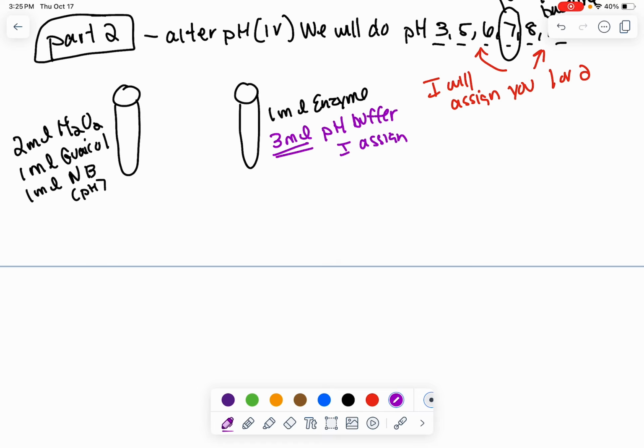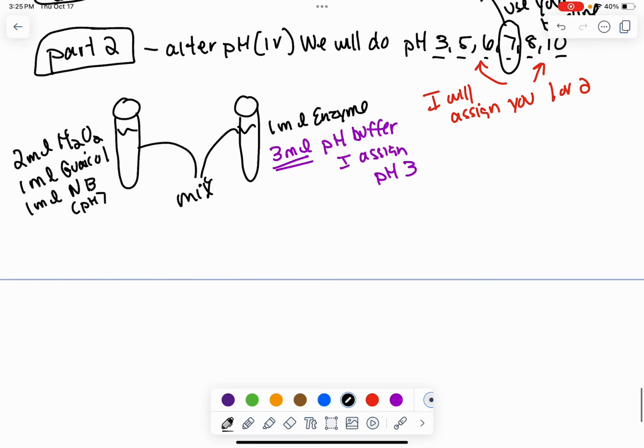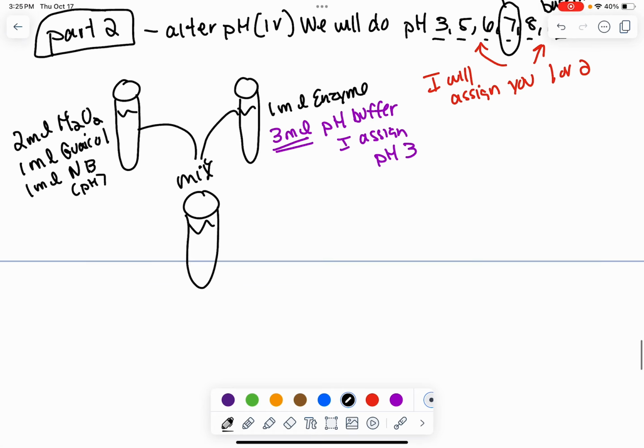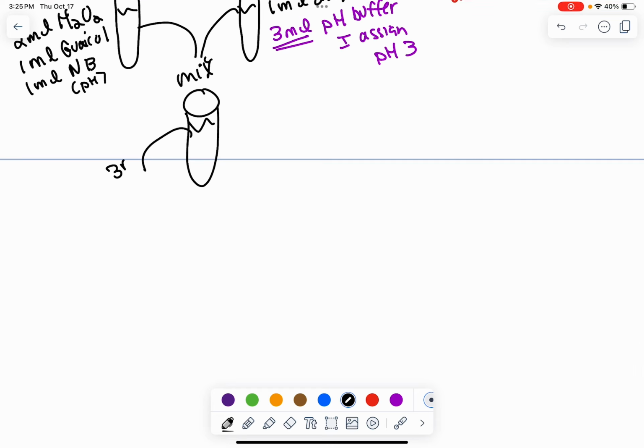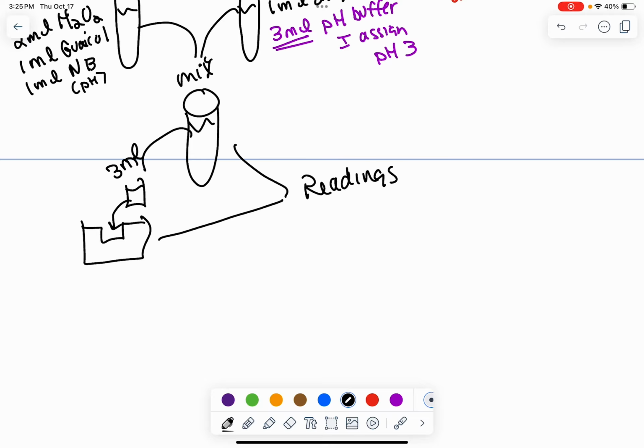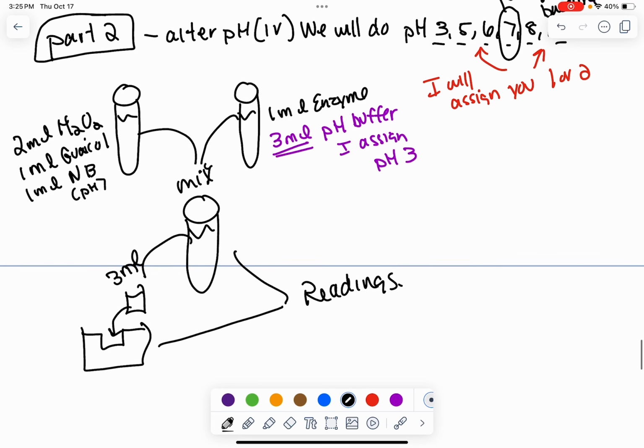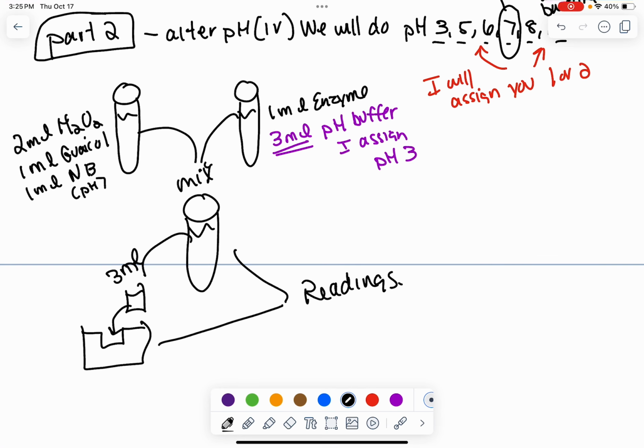Okay. So I might assign you the pH of 3. So you'll put the pH 3 buffer in there instead. And then the procedure is going to be the same. You're going to mix those together. Once you mix, the reaction starts. You're going to take 3 mils, put it in a cuvette, put that in the spectrophotometer, and so on, and take your readings and see how brown it turns. Okay. So you're going to do the procedure the same way in part 2. You're just going to use a different pH buffer.